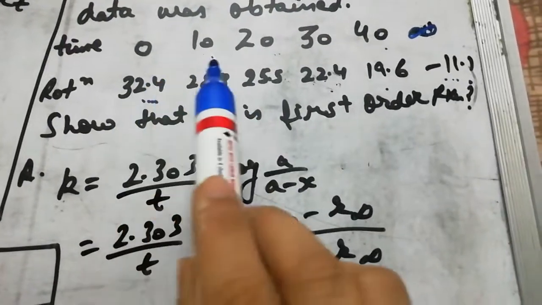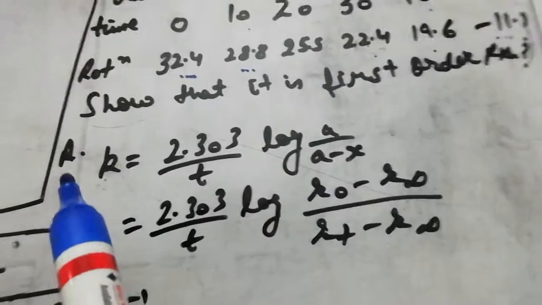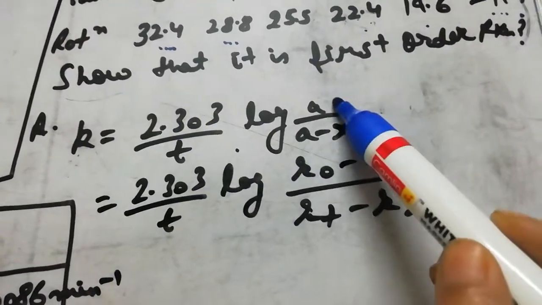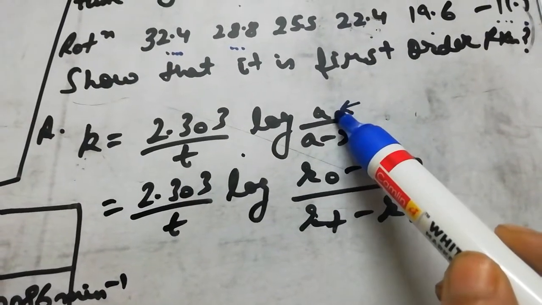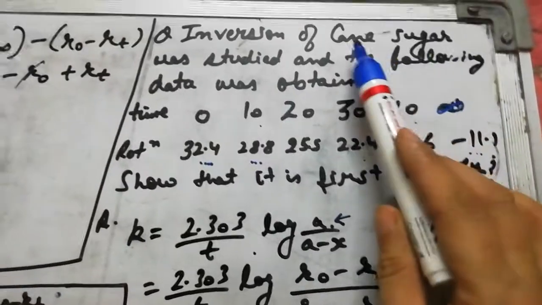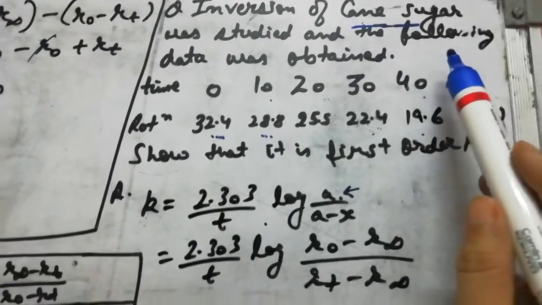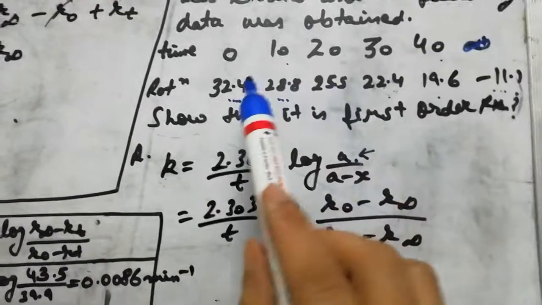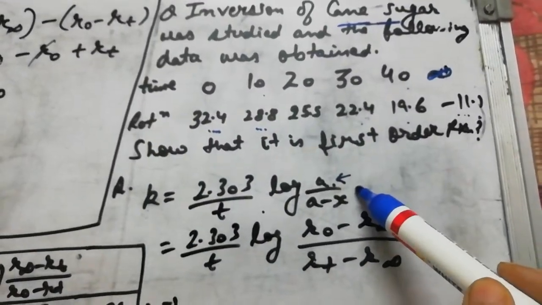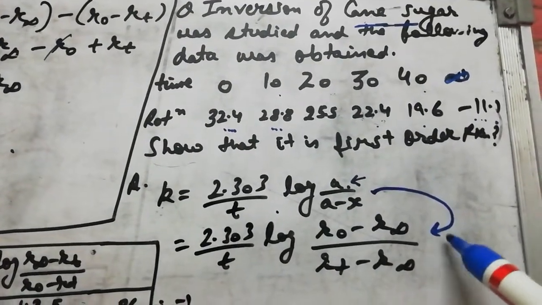We can see that as the time passes by, rotation is decreasing. So we know our first order equation is K is equal to 2.303 upon T log A over A minus X. Here A stands for the initial concentration of the reactant, which is not given. Here reactant is our cane sugar, but cane sugar की concentration की कहीं भी बात नहीं की गई है. What we have, what the data which we are given is that optical rotation of cane sugar is given. So we can't use this equation, as we have discussed just now that this equation in case of inversion of cane sugar is modified into this equation.